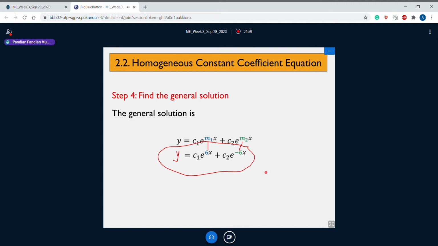So the final solution for this differential equation is y equals C1 e to the power 6x plus C2 e to the power minus 6x. And these two solutions, y1 and y2, must be independent solutions.